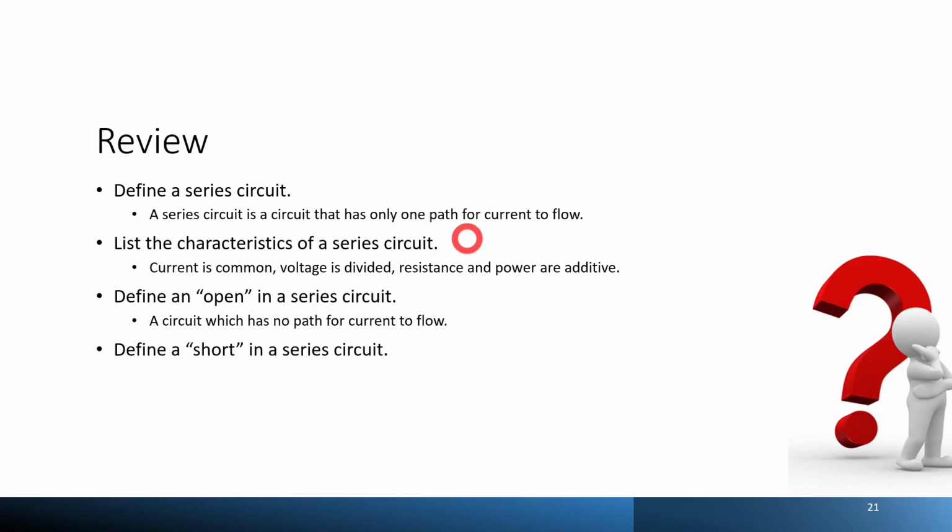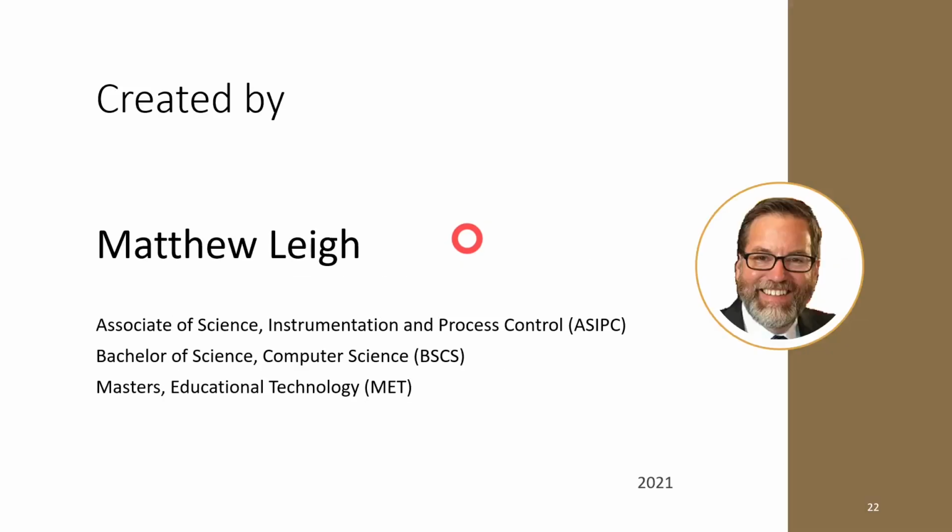Okay, define a short, and this would be a short in a series circuit. A short has very low resistance causing very high current flow. And if the remaining resistance in that series circuit is too low for our power supply to supply that much current, we are going to have some sort of overcurrent protection taking over in that case.